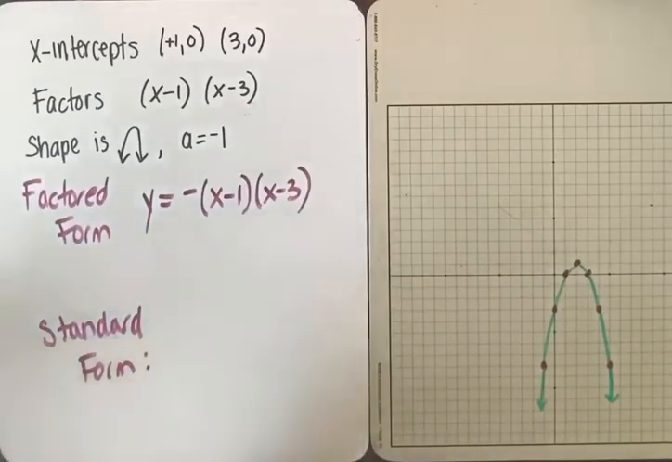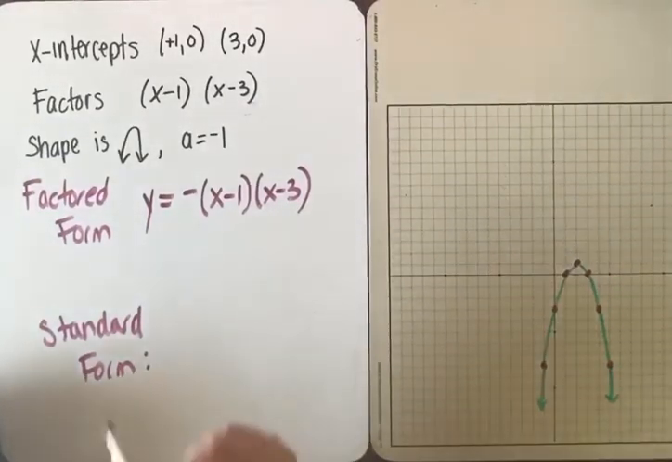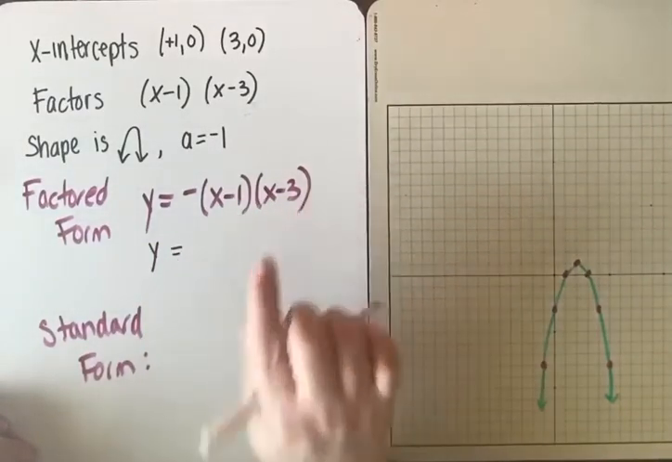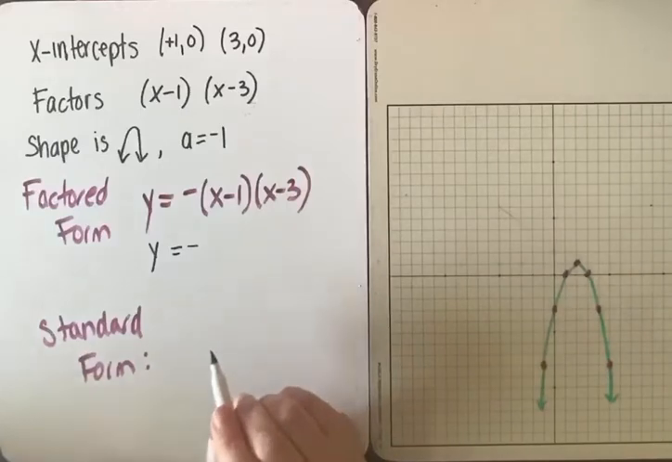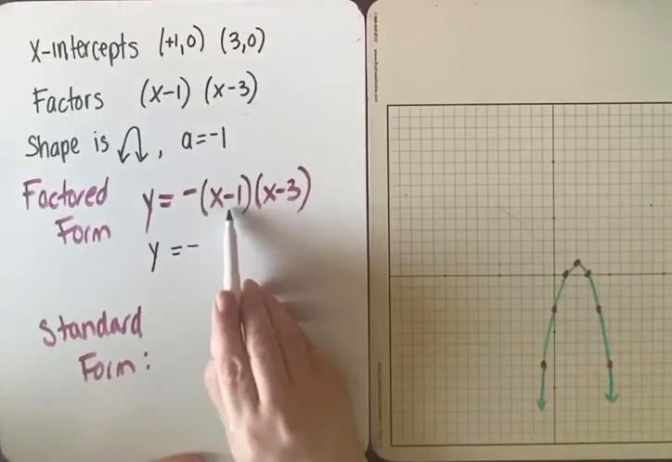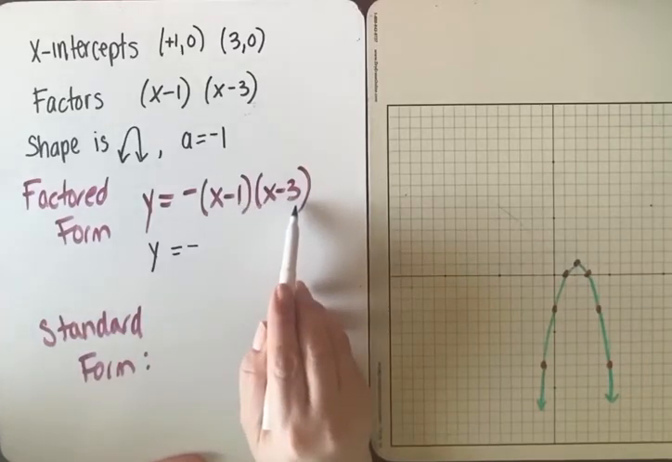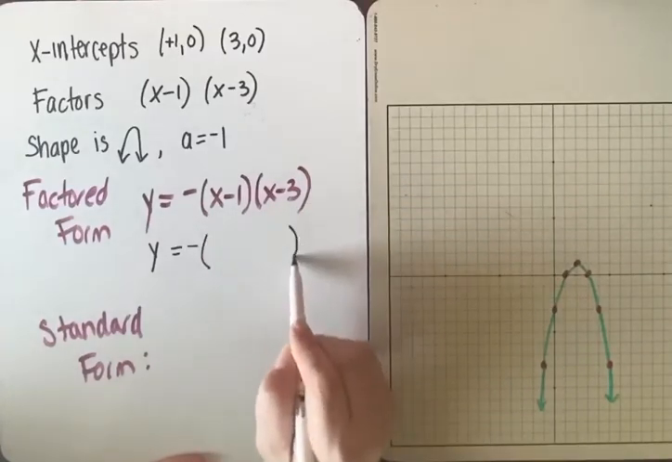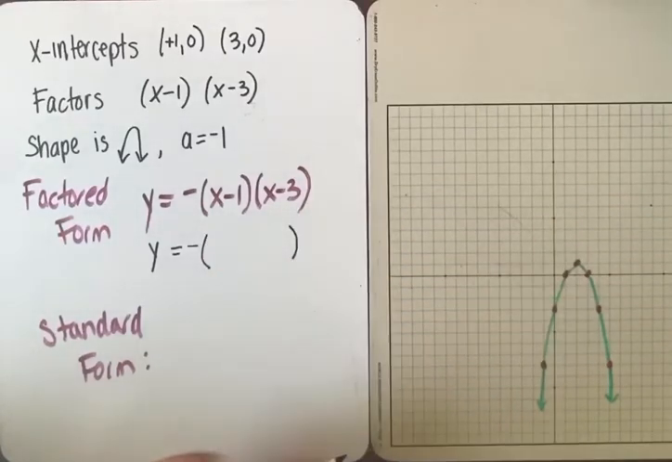When we get standard form, what we're going to need to do is multiply these three things together. And so if you need to, you can pause the video right now and multiply together x minus 1 times x minus 3. Once again, you can either use distributive property, FOIL, or the box method to do that. And that result should go inside those parentheses.